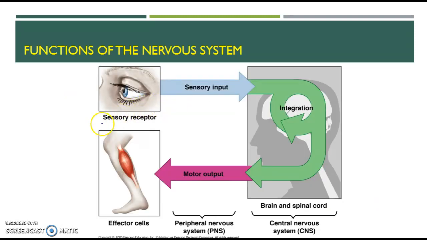So this is a great example here. Let's say that you see something running towards you. That's your sensory input. Your integration is always going to be at your central nervous system, the brain and spinal cord. So when you see something running towards you, you're probably going to want to run away. So our motor output would be activating this skeletal muscle here so that you can run away from whatever is running towards you.